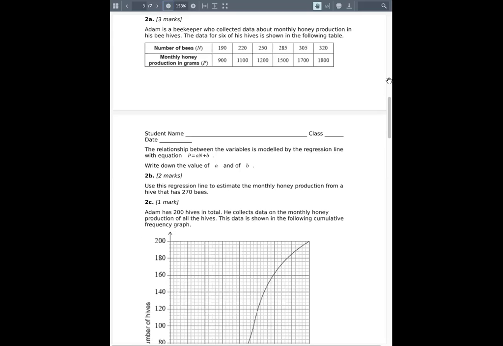So this is pretty simple. It's like what we've been doing, plugging in values. Put in all the top values, like the number of bees, into your L1 column, and put this bottom row into your L2 column, and then go to linear regression, 1-Var Stats. So that would be, okay, and then L2.